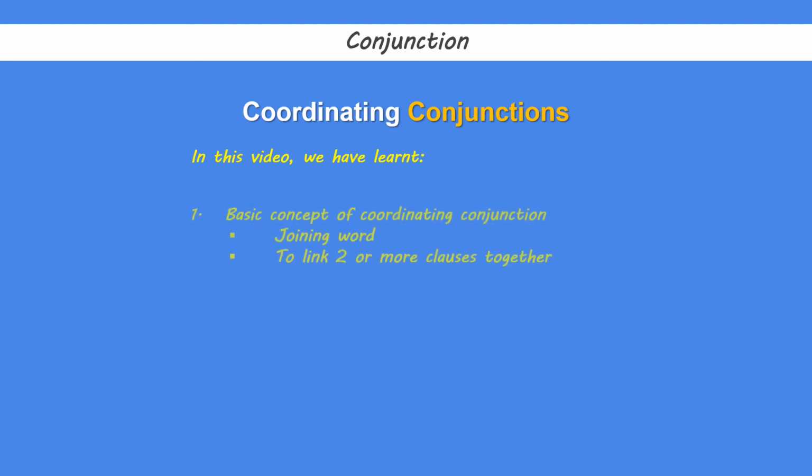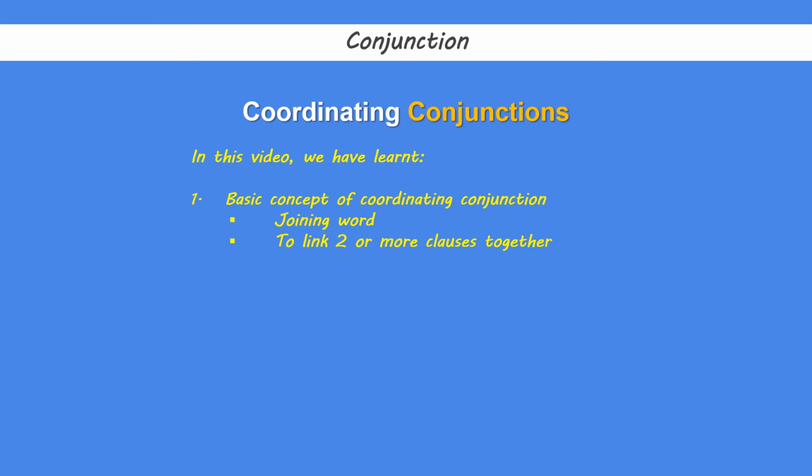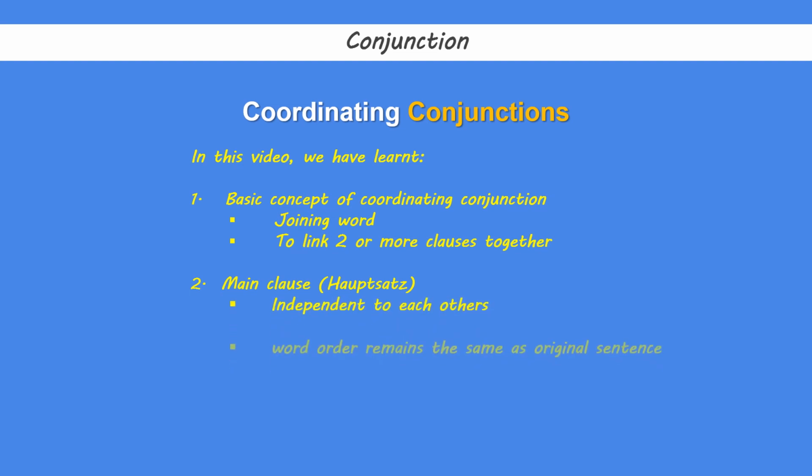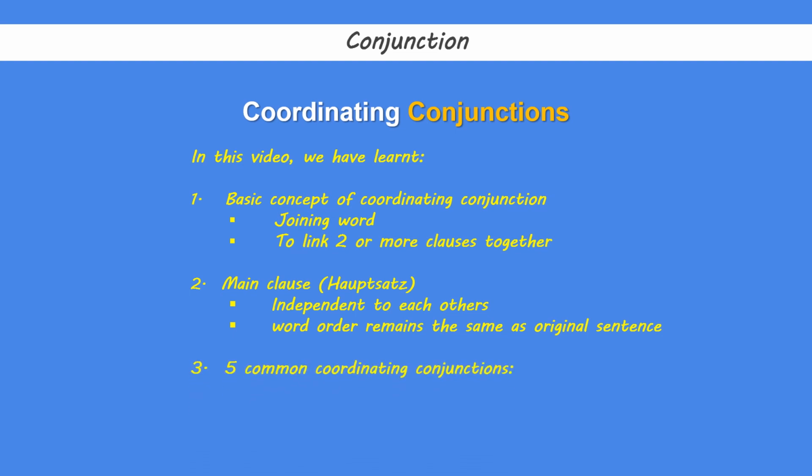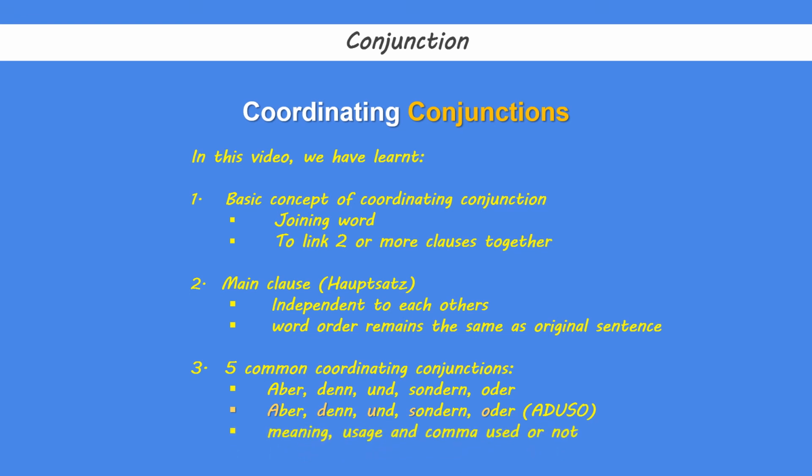In this video, we have learned the basic concept of coordinating conjunction. Also, we have learnt about the main clause, and understand main clauses are independent of each other. And word order of main clauses remains the same as the original sentences after joining by coordinating conjunction. 5 of the most common coordinating conjunctions: Aber, denn, und, sondern, oder. So we have learned their meaning, how to use them, and also if commas are used before them.